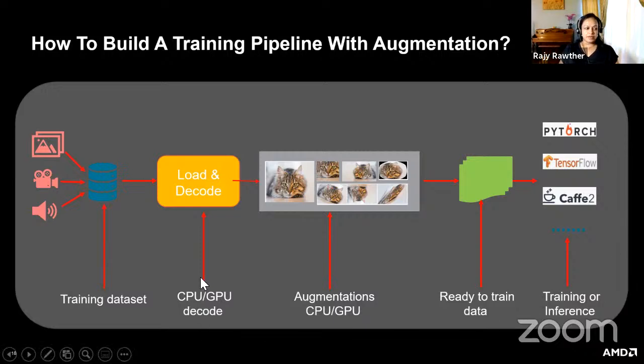So as you can see here, you have your training data set, which can come from a camera or images and so on. The first operation you have to do is to load and decode that image, and that can be done using CPU or GPU. Then you have an augmentation library or something, which can do a bunch of different augmentations, using either CPU or GPU. After you do that, you will get ready-to-train data, and that can be given to one of these frameworks like PyTorch, TensorFlow, or Caffe for training or inference.